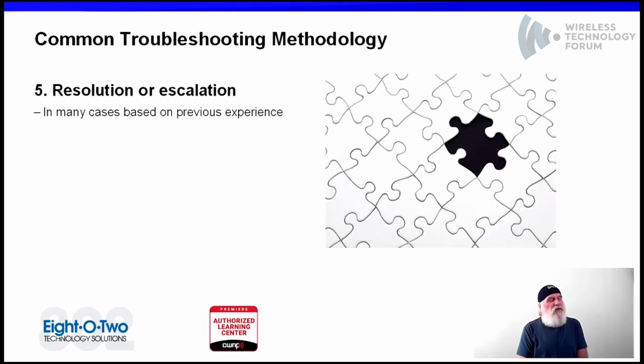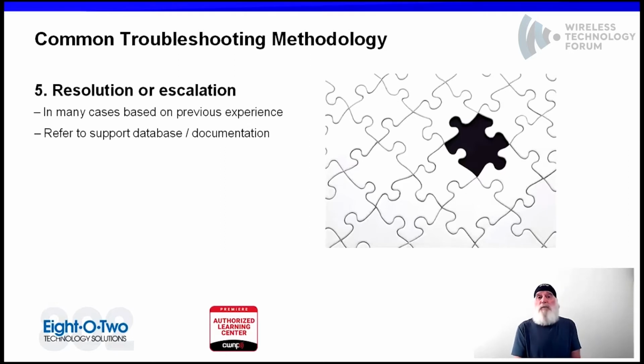The next thing is resolution or escalation. In many cases, this is based on previous experience. You've been working with wireless technology before, you come across a problem, and it just clicks and looks familiar. So that's the good news. That's an easy fix. If that doesn't happen to be the case, you can always search support databases and look at appropriate documentation, because chances are, well, somebody's got to be first, but chances are you're not the first person to see this problem. If it was properly documented, it would be an easy way to research that and then apply that fix to the problem.